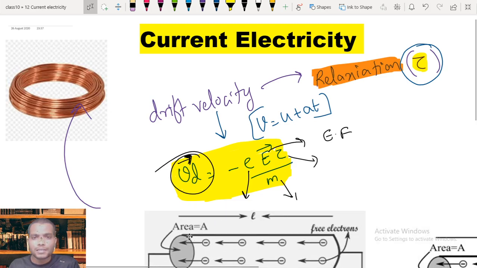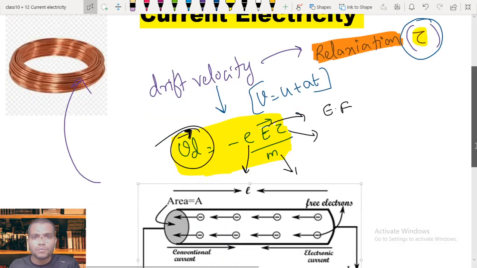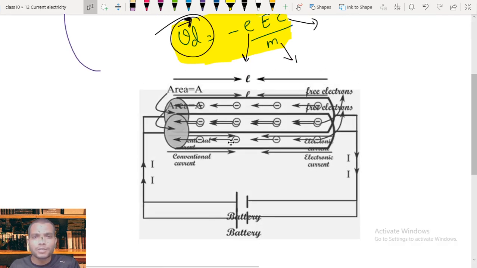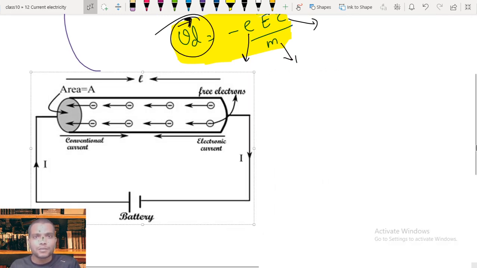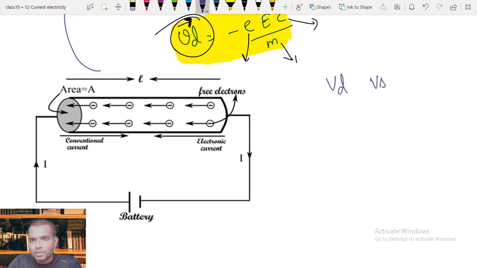After that, I tried to bring out the relation between drift velocity and current. In this concept, we came across different new formulas. One by one I will write. Earlier we wrote that current I equal to Q by t.